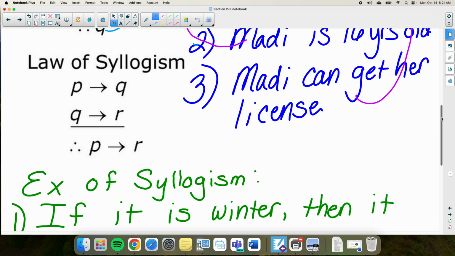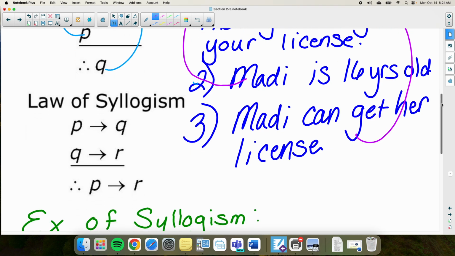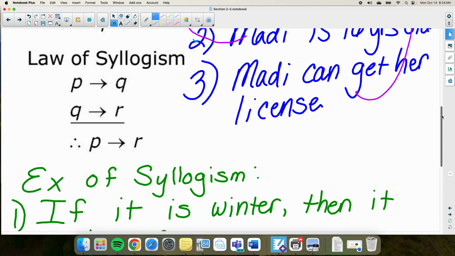Now, in Law of Syllogism, at the beginning, you still have an if-then statement, okay? And then what happens is you have two more if-then statements. One thing I didn't mention with Law of Detachment, and this is the case with both laws, if your first sentence is not in if-then form, you have to put it in if-then form for either case, okay? Then with Law of Syllogism, your last two should be in if-then form. If they're not, it's not Law of Syllogism, okay?